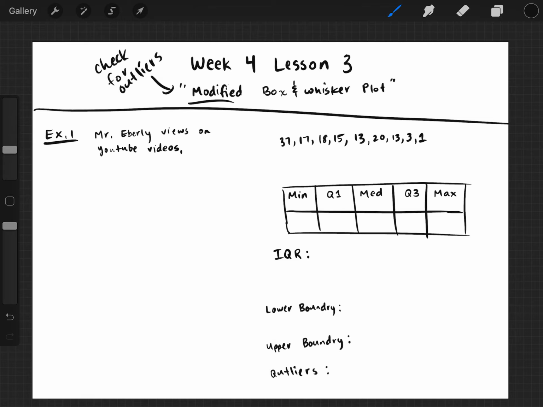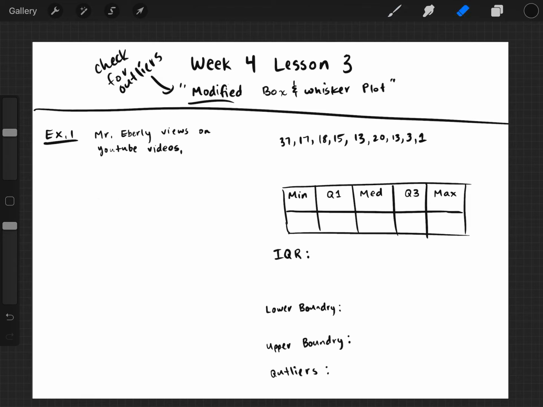What we're going to look at is a modified box and whisker plot. What that means is instead of just doing our casual box and whisker plot like we did before, we need to check for outliers. That's what's going to make this modified.